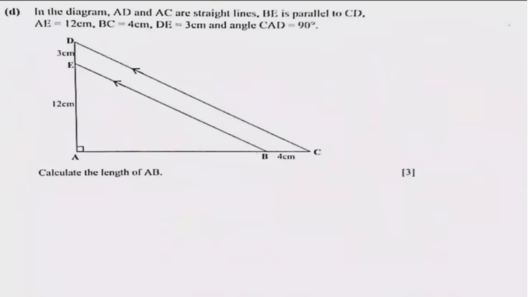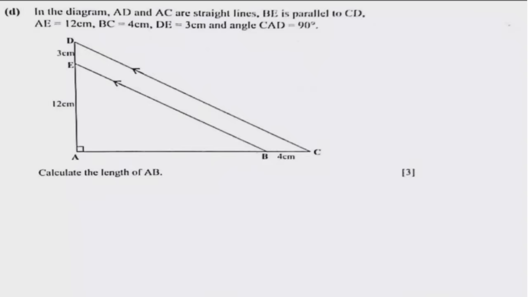We come to question 5D, which is, in the diagram, AD and AC are straight lines. BE is parallel to CD. AE is equal to 12 centimeter. BC is equal to 4 centimeter. DE is equal to 3 centimeter, and angle CAD is equal to 90 degrees. So how do we go about this one? We're going to come up with a proportional expression that will help us to find the final answer.